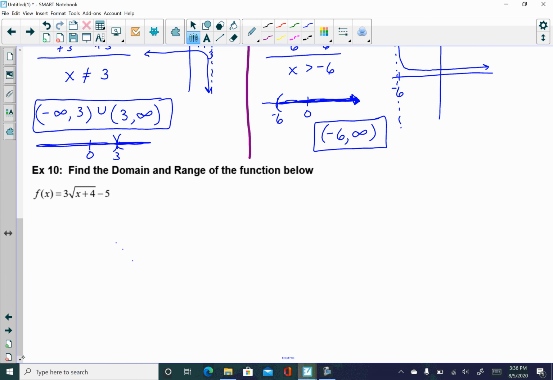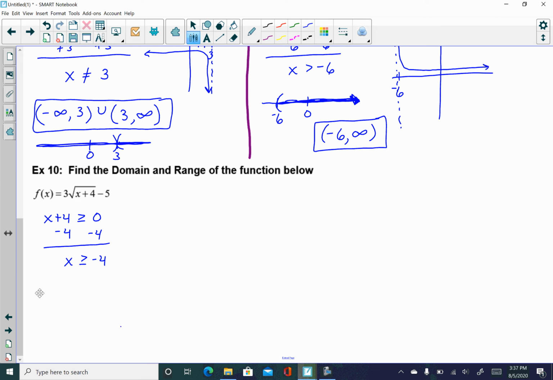And now moving on down to example 10. So it wants us to find the domain and range of this particular function. So just adding one extra piece, adding the range to it. So you have a square root. So again, that square root has to stay positive, and it could equal 0 because it's not in the denominator. So we set x plus 4 greater than or equal to 0. Subtract 4 from both sides. X is greater than or equal to negative 4.